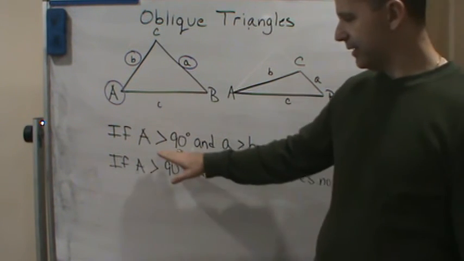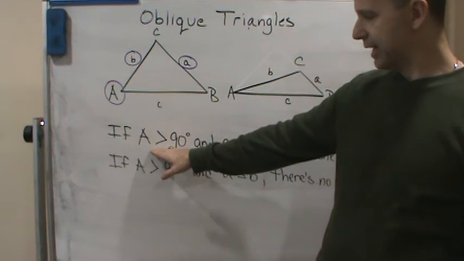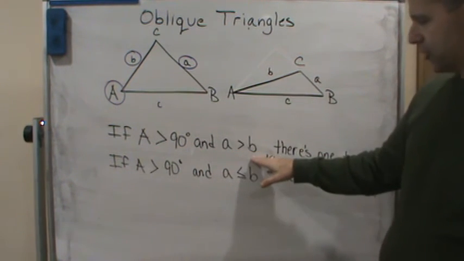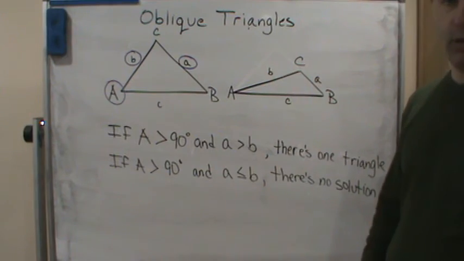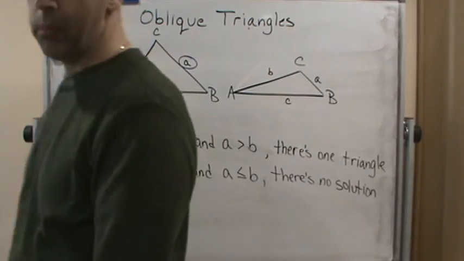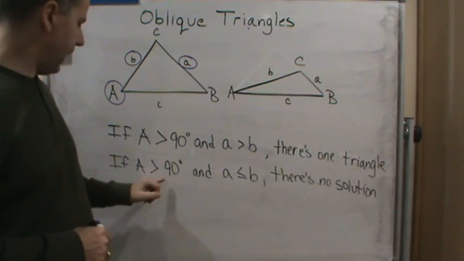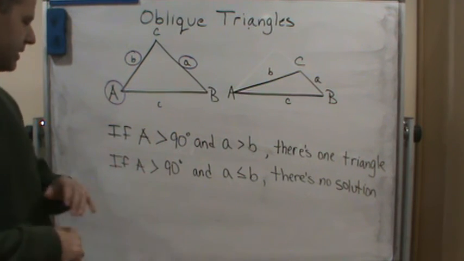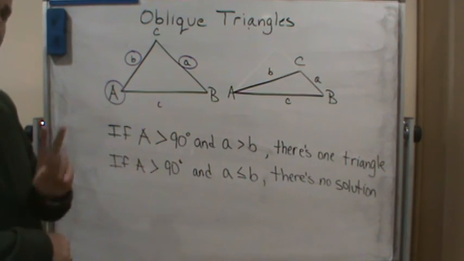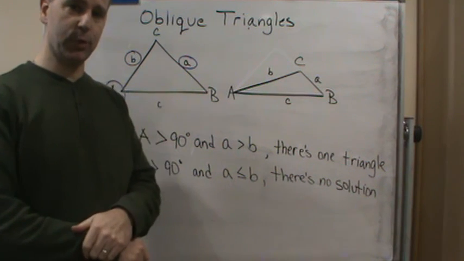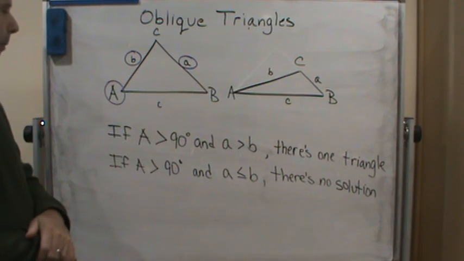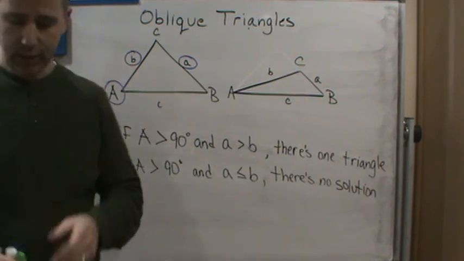Now, if we have an obtuse angle that's given, and we know that A is larger than B, then we have one triangle. Okay? And we can solve it. Now, if A is less than 90 degrees, then that's where the possibility of having two possible triangles comes in. Okay, let's do some examples.